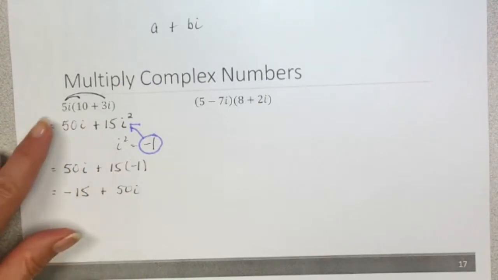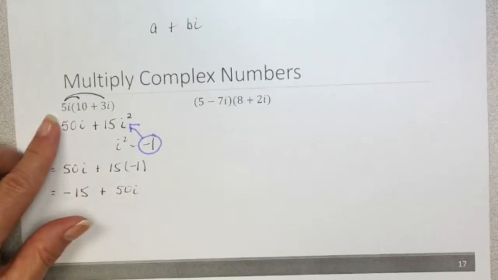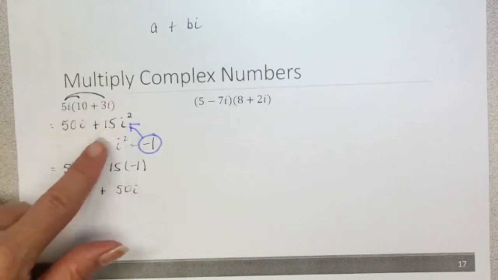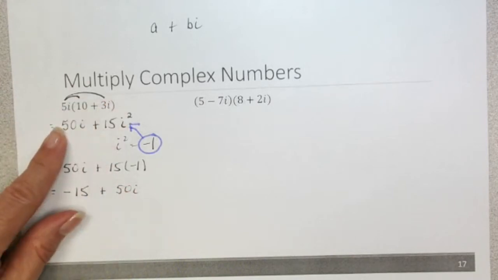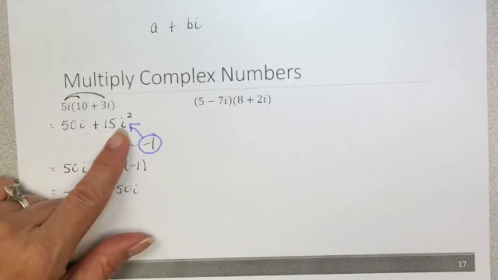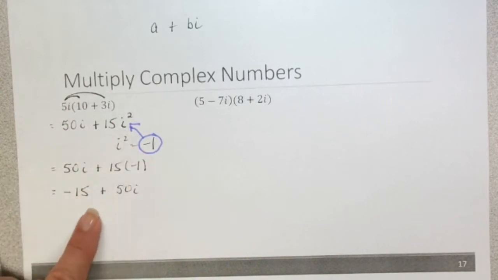So you always need to rearrange after you do whatever operation you're doing on complex numbers, but in particular when we're doing multiplication, a lot of times you end up with an i squared. When you end up with an i squared, you want to make that substitution for negative 1 and then rearrange things into the proper format.